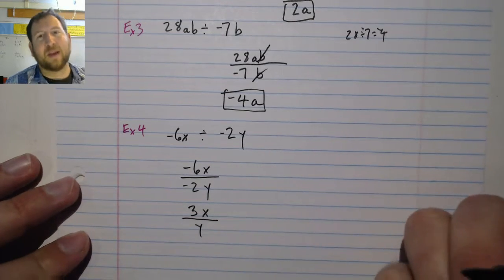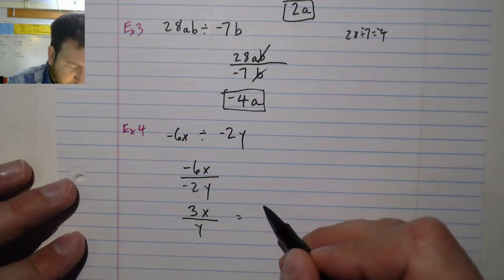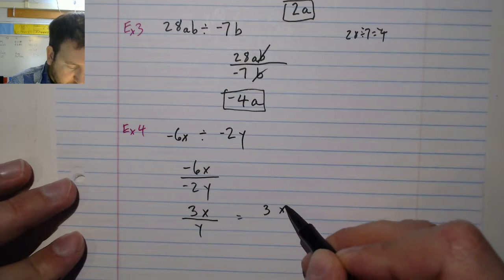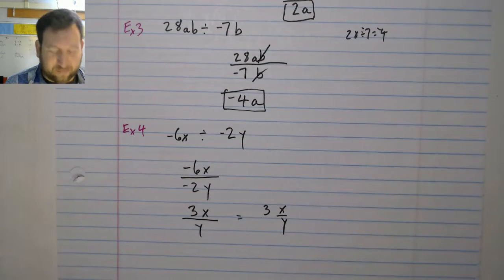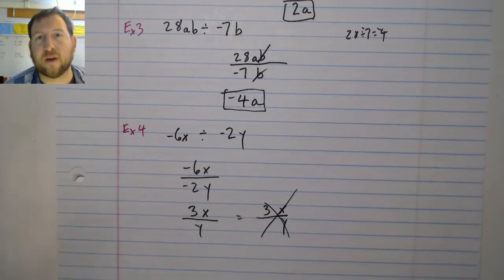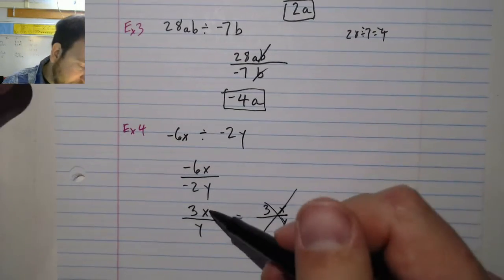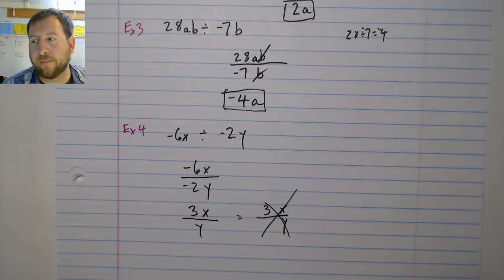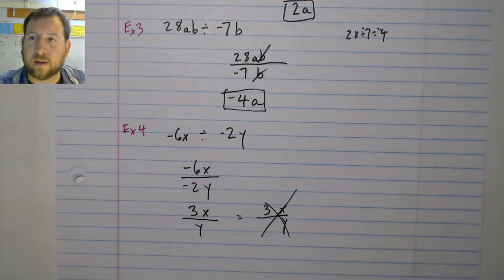over y. I could write this also as 3xy, but I actually don't like that as much. Let's not do that. This is how I would write that as an answer, because I can't get rid of my x, I can't get rid of my y. This is as far as I can go by simplifying.